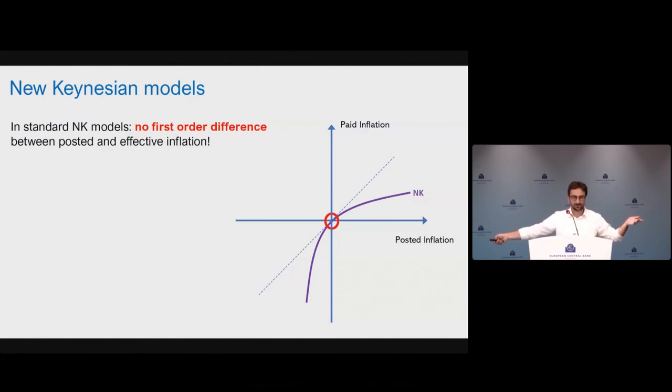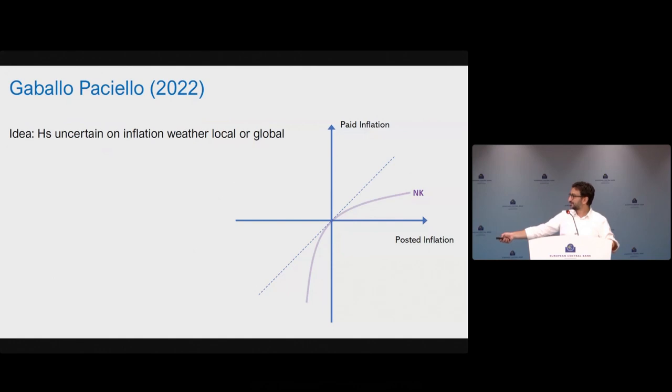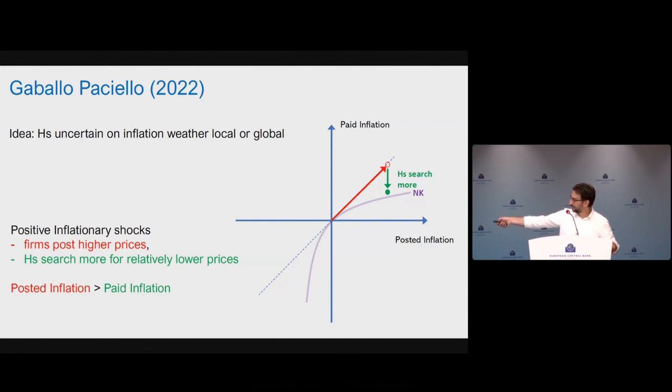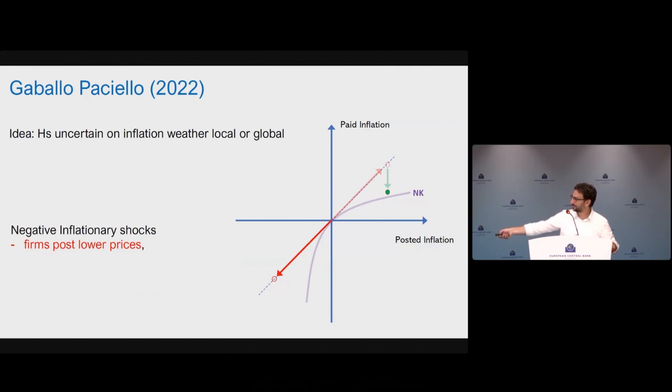But you can have a different story. What is the different story? The different story is that when people buy stuff, they don't know what the other prices are, okay? So I see my price going up, the price of the shop in the neighborhood going up. I don't know if this is local or global, but I give a chance that this is local. So my relative price is getting worse, and this makes me search. So if posted inflation goes up, I search more and my paid inflation goes down, as in the New Keynesian. But the thing is different when we go to the other side.